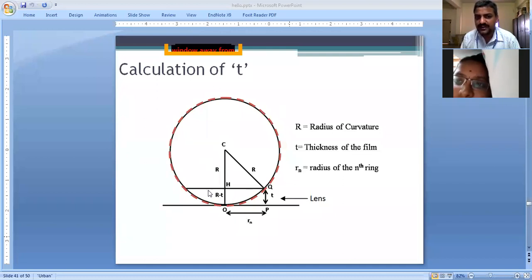Now, if you look at this geometry, at C we have the center of this imaginary sphere from where the lens has been cut out. So from C, the distance to Q is R, and the distance to O is also R, because every point on the circumference will be equidistant from the center of the sphere, right? So CQ as well as CO are both capital R, where R is the radius of curvature of the lens.